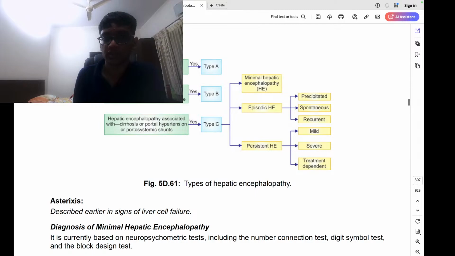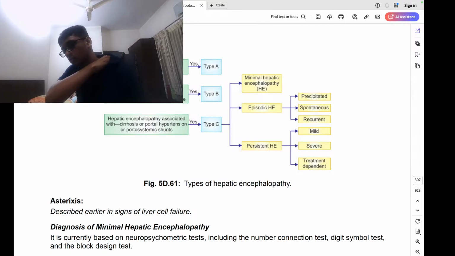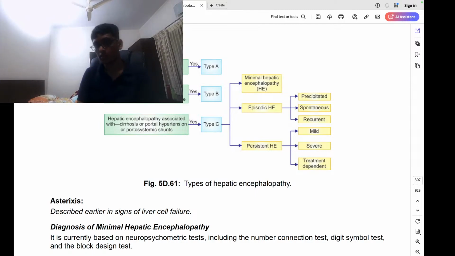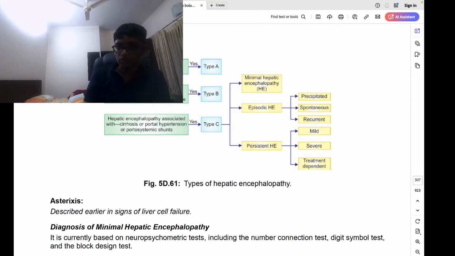So you have types of hepatic encephalopathy. Encephalopathy associated with acute liver failure is type A. Encephalopathy with portosystemic bypass and no intrinsic liver disease is type B. Encephalopathy associated with cirrhosis, portal hypertension, or portosystemic shunts is type C. We have minimal hepatic encephalopathy, episodic hepatic encephalopathy, and persistent hepatic encephalopathy. Episodic is precipitated, spontaneous, or recurrent. Persistent hepatic encephalopathy is mild, severe, and treatment dependent.